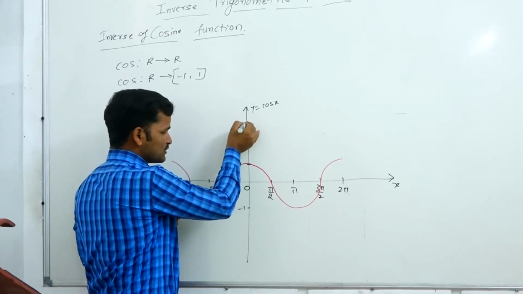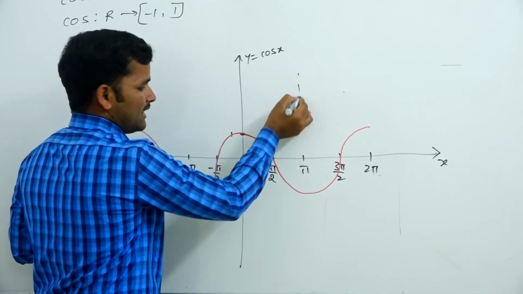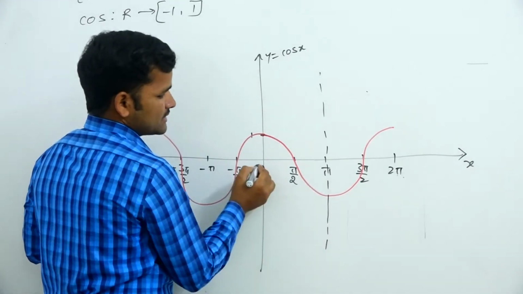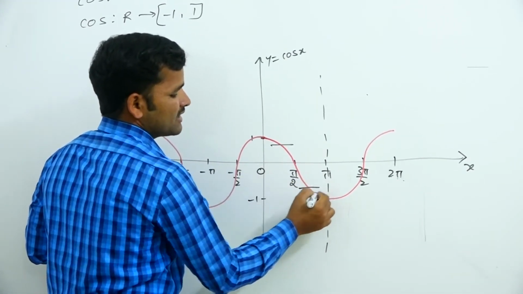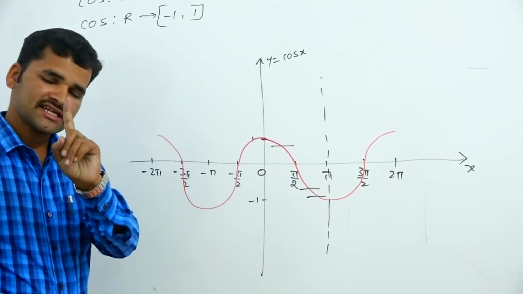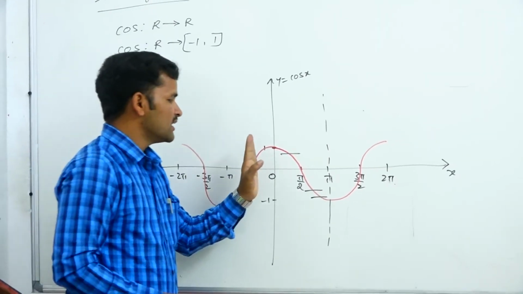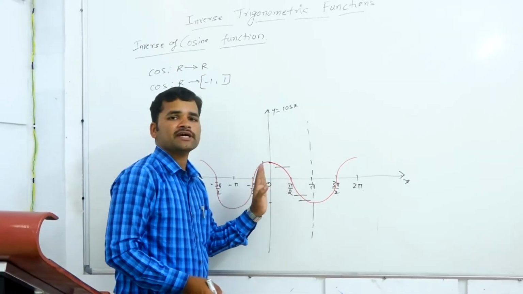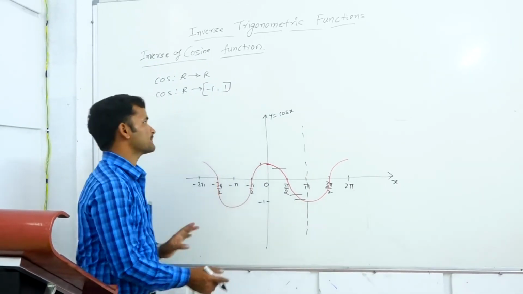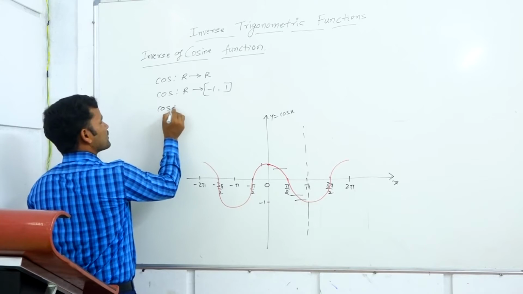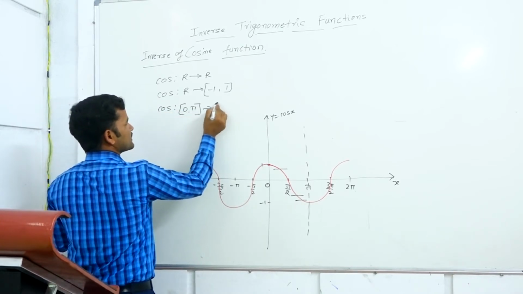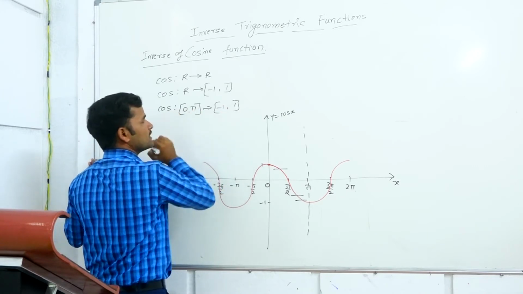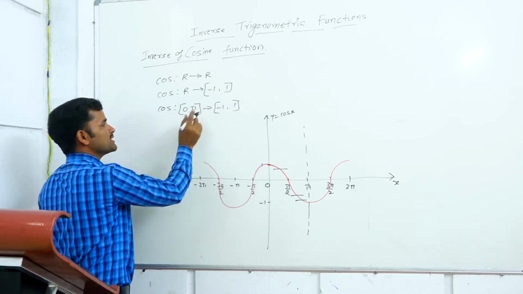You observe from 0 to pi, here is a line, and here it is. 0 to pi, in this interval, if you draw a horizontal line anywhere, how many times is it intersecting? It is intersecting at only 1 point. Means, if you restrict the domain from 0 to pi, the given function becomes 1-1. Cos from 0 to pi, and the codomain will be the same, minus 1 to plus 1.